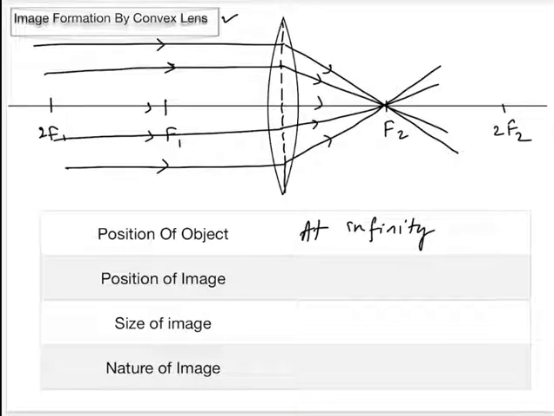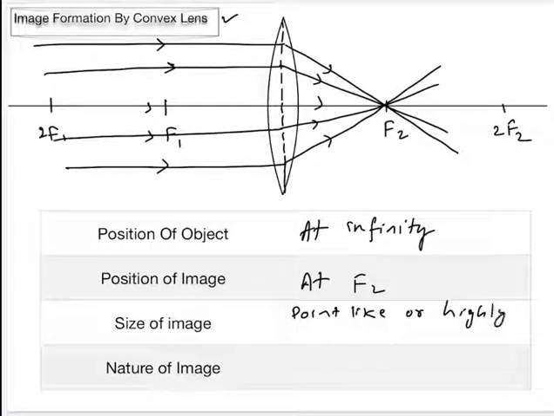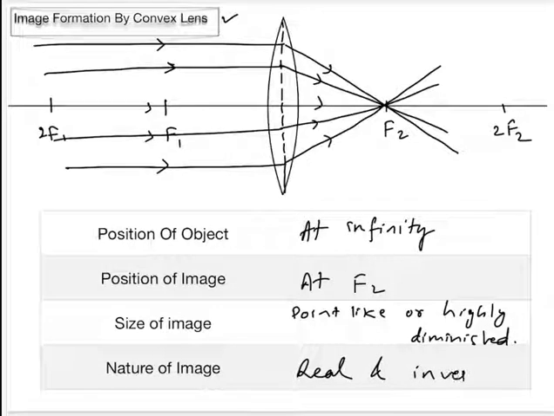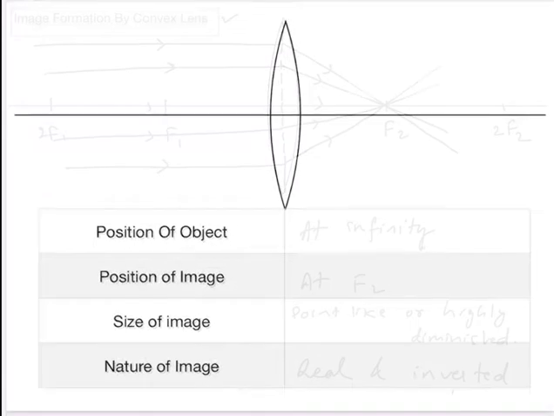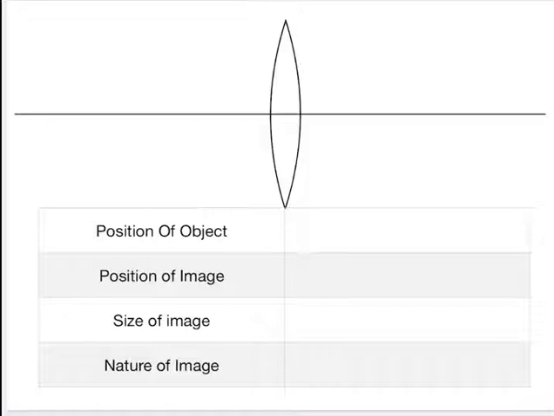And so the image is formed at f2. Size of the image is, as you can see, point-like or highly diminished, and nature is real and inverted. We will bring the object a bit closer to the lens.